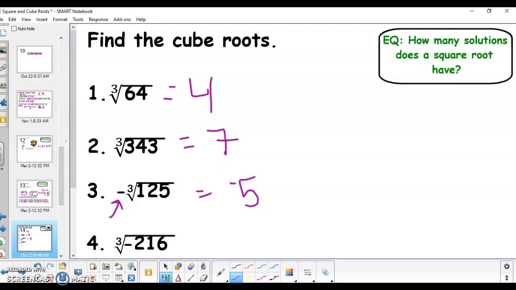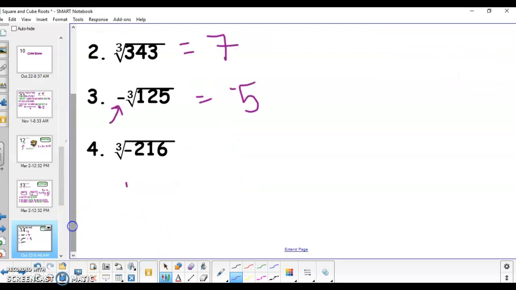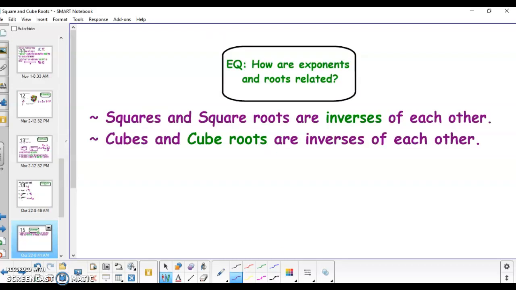And on the last one, number 4, I see that the negative is on the inside. So the cube root of negative 216. What number can I multiply to itself 3 times to get negative 216? Negative 6. Therefore, squares and square roots are inverses of each other. Cubes and cube roots are also inverses of each other.